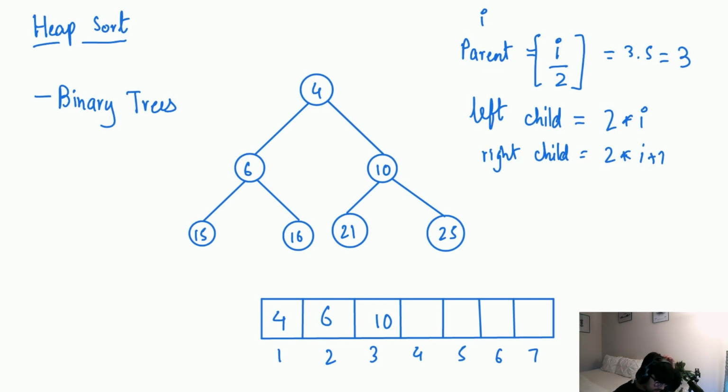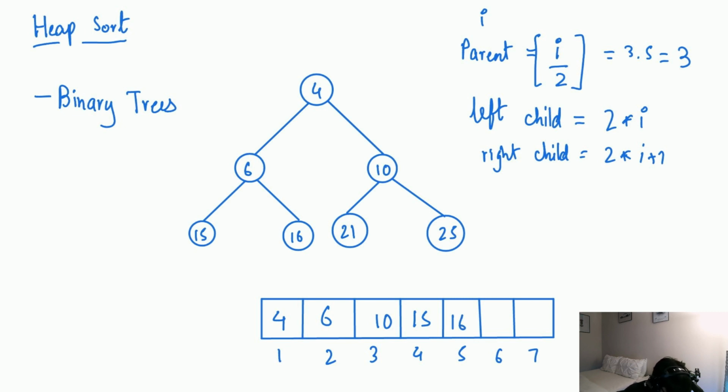Now we're looking at the left child for 6. The left child for 6 should be at 2 into I, so 2 into 2, 4. This is going to be 15. And the right child for 6 should be at 2 into I plus 1, which is 5, which is 16.